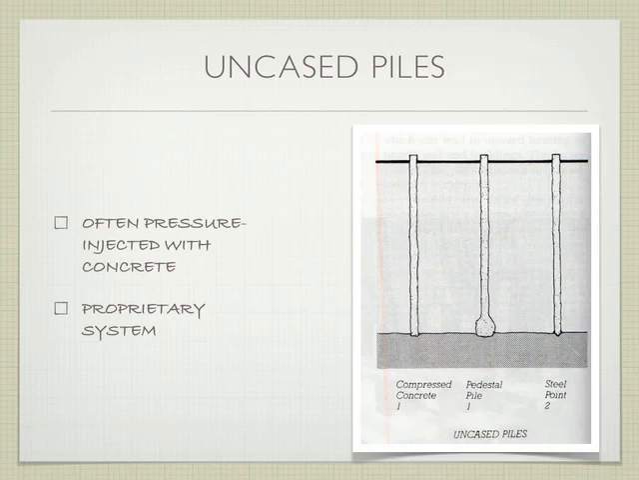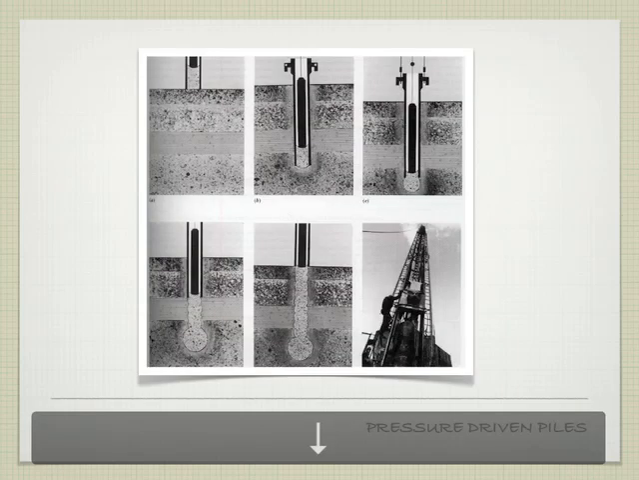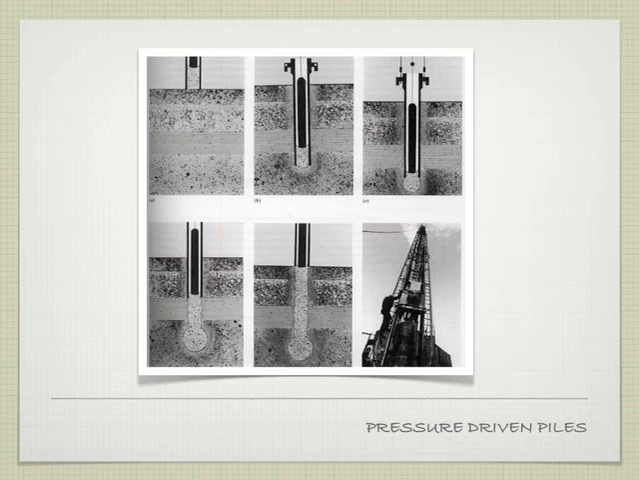The other thing that we have are what are called uncased piles. These are not particularly common, but there are a variety of proprietary techniques for doing this, depending on who the manufacturer is and who the contractor is, right? They're basically pressure injecting concrete using a proprietary system to make a pile in the process. It's kind of a weird one. You can look through the book at some of these examples. You can Google it to get some examples.